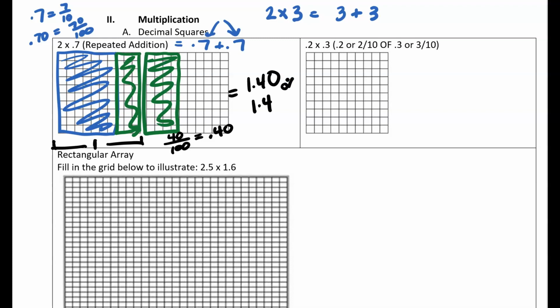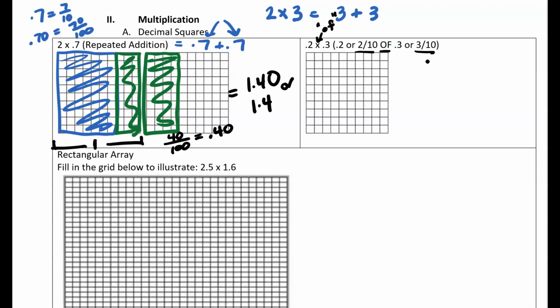And then next, let's do one where we've got some multiplication where we've got decimals in both numbers. So we're going to look at this multiplication sign and interpret this as the word "of," and that's the same thing we did here. So we're saying 2 of 0.7 or 2 groups of 0.7. So in this case, I'm going to take 0.2 or 2/10 of 3/10. So 2/10 of 0.3 or 3/10.